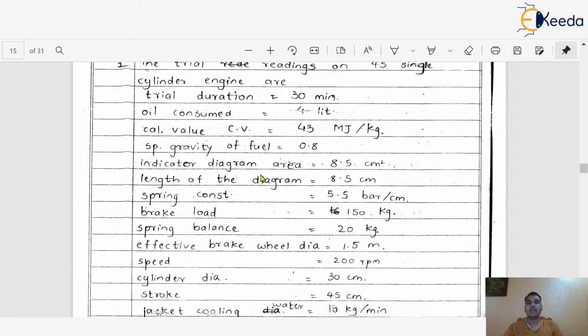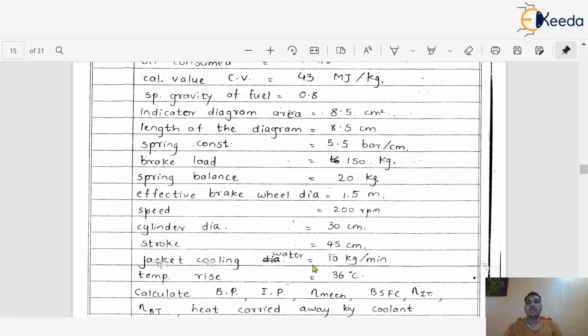Indicator diagram area is equal to 8.5 centimeter square. Length of the diagram is equal to 8.5 centimeter. Spring constant is equal to 5.5 bar per centimeter. Brake load is equal to 150 kilogram. Spring balance is equal to 20 kilogram. Effective brake wheel diameter is 1.5 meter. Speed is equal to 200 rpm.